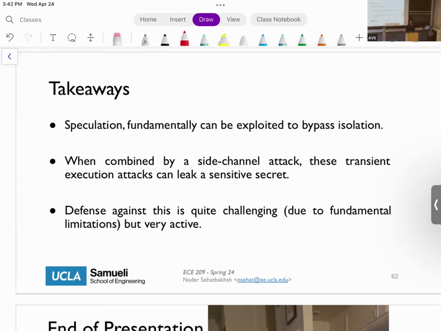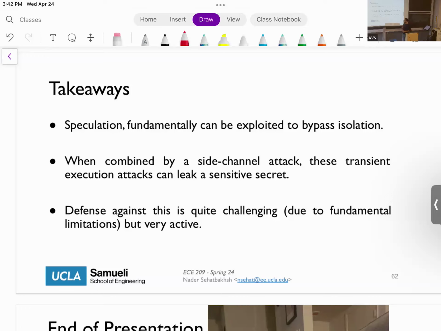All right, so final takeaways from today. Speculation could be exploited because it bypassed some of the checks that we had for isolation. It can then be combined with regular side channel attacks, like a cache side channel attack, to bring the data to the channel that we want. Mostly it's cache, but it could be other things. So essentially the attacker forced the victim to bring the data to the place that they want. Then they launch their side channel attack, and that's where we actually read the value.